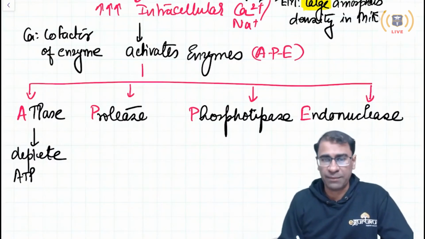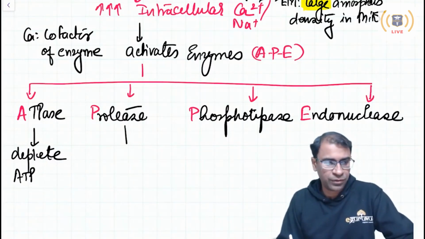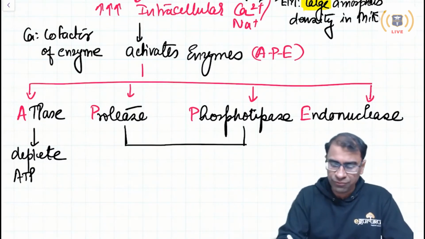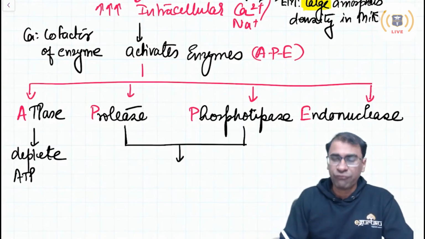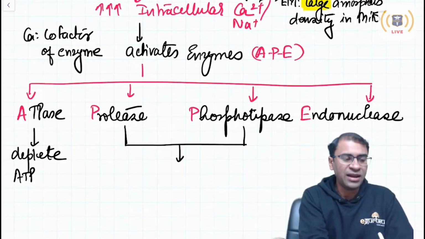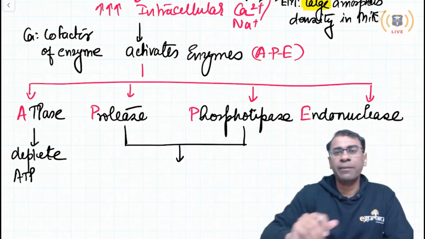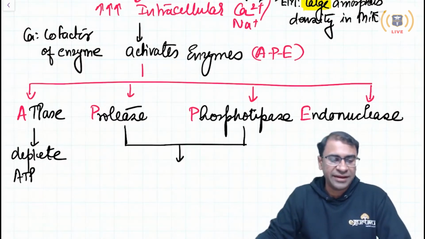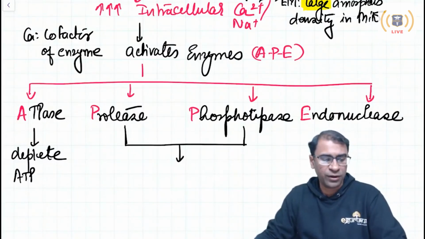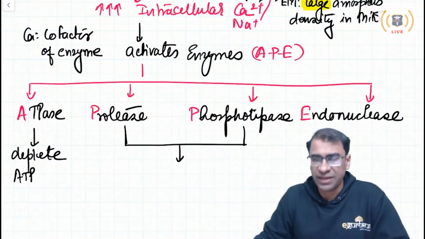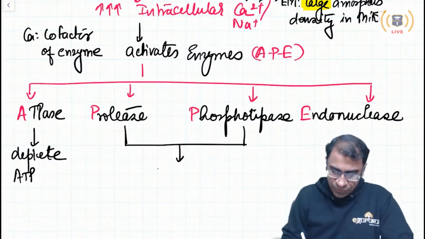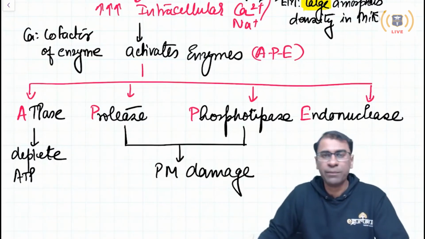Okay, the protease and phospholipase. What do they do? The phospholipase acts on the plasma membrane, and proteins are also an integral part of the plasma membrane. I hope you all know that the bilayer model of the plasma membrane tells you that lipid has vertical movement, up and down, and protein has lateral movement. So basically, the protease and the phospholipase, both of them together, will lead to plasma membrane damage.